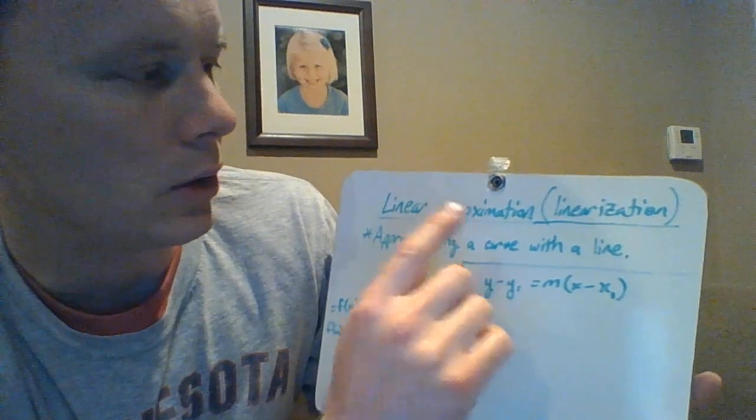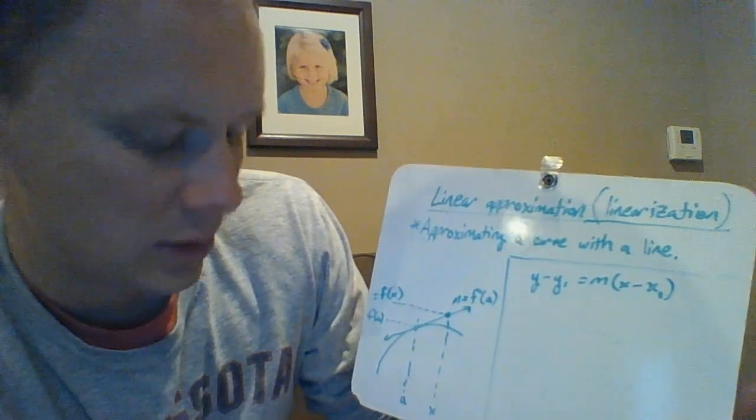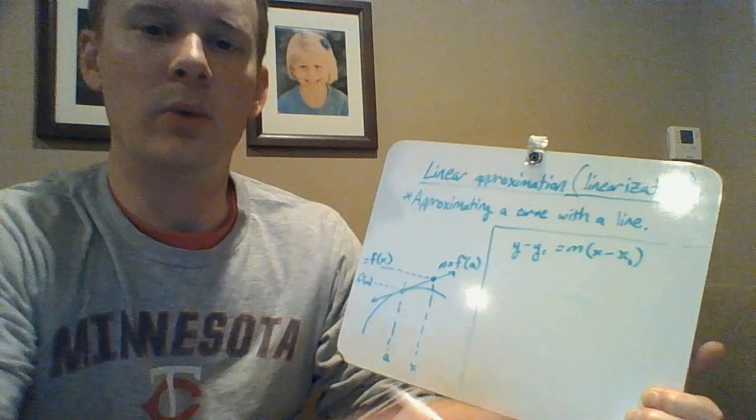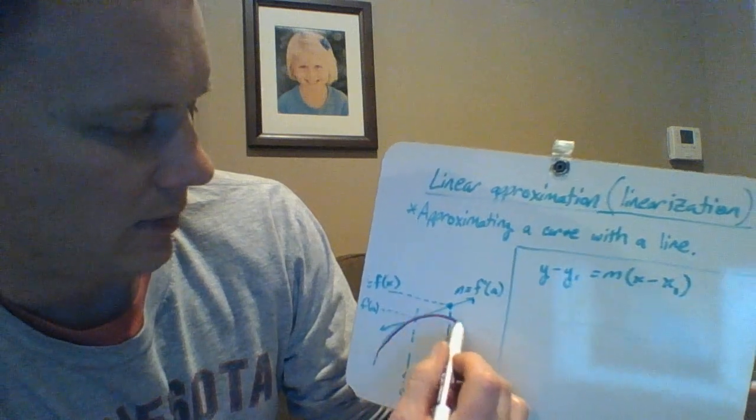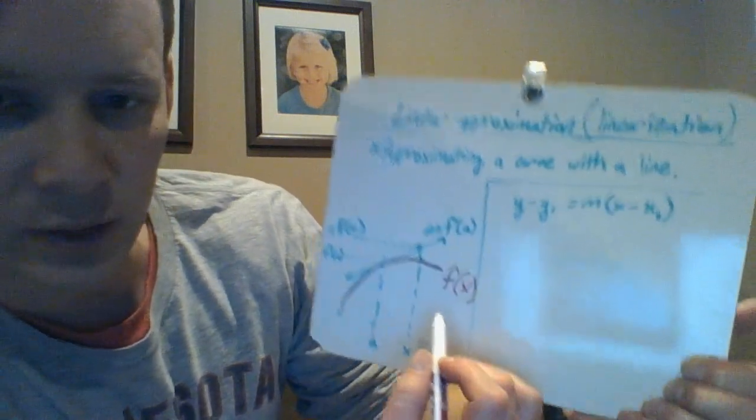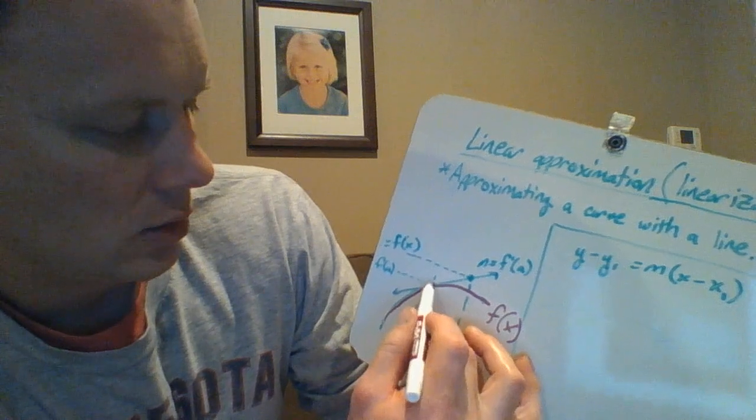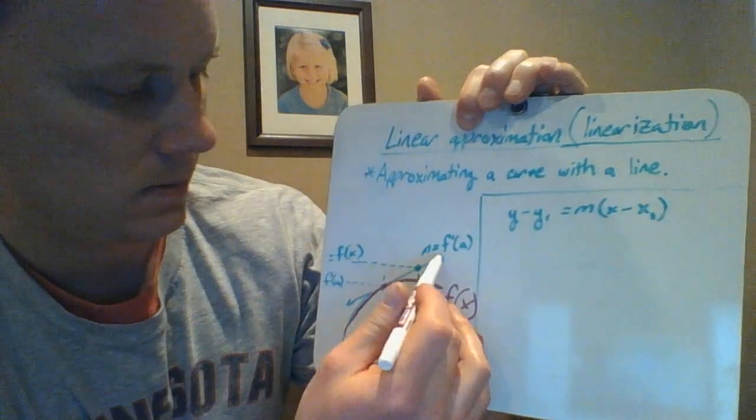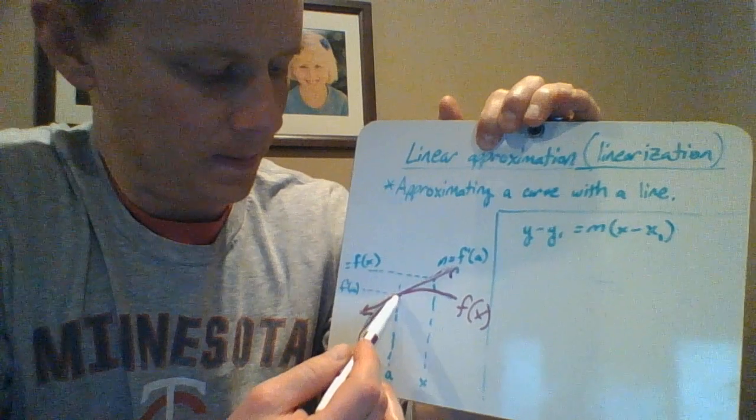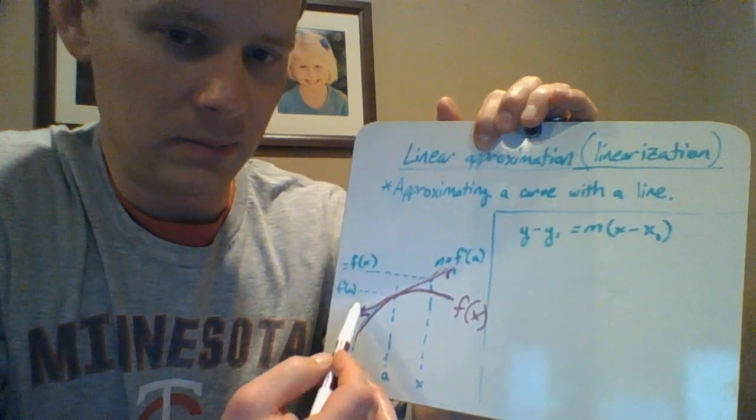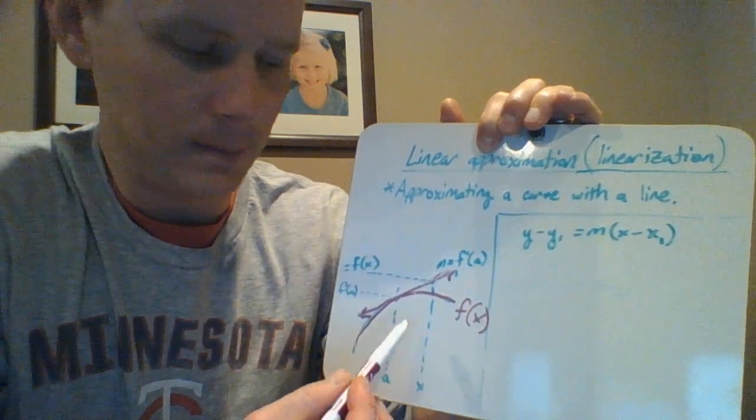Linear approximation is also called linearization. The synonyms mean the same thing. Basically, the idea with linear approximation is that you are approximating a curve with a line. So if we have this curve here, that is our f of x function, if we take some a value right here and we find the tangent line to that, at points near a, points on the tangent line are relatively close to or approximate points on the f of x function. Okay?